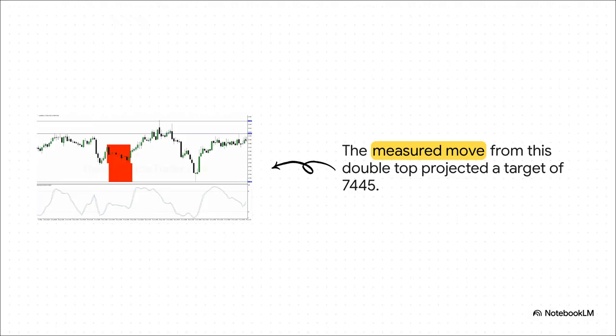So let's put it to the test on another chart. Here we have another beautiful, clean double top. Everyone's probably looking at their indicators, seeing divergence, and getting ready to sell. But we do our measured move. We take the range between the high and the low, project it upwards, and it gives us a very specific price target of 74.45.